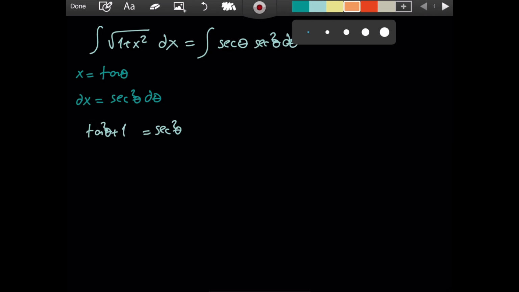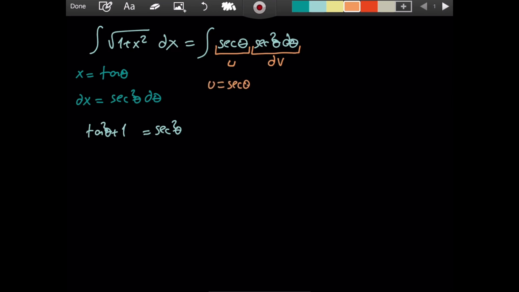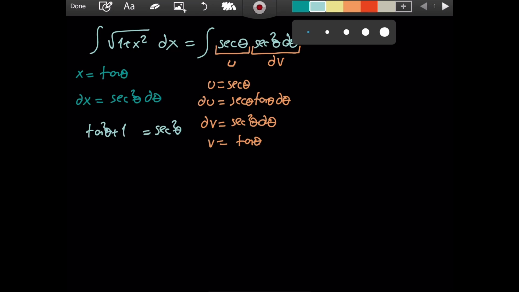And basically, as I explained in that video, we can call this dv and this u. So u is secant theta, which means du is, the derivative of secant theta is secant theta tangent theta d theta. And if we assign dv as secant squared theta d theta, if we take the integral on both sides, v is going to be tangent of theta. You could put a constant plus c, but you don't need to for the method to work, so I won't put it.